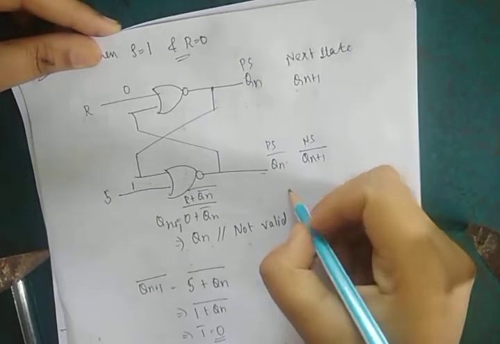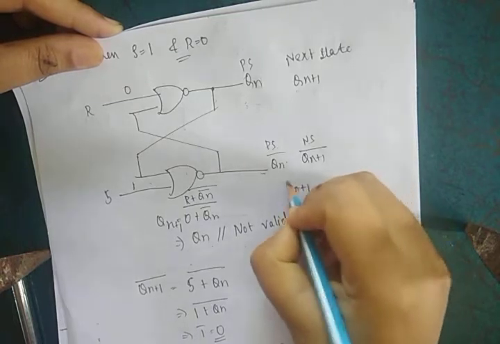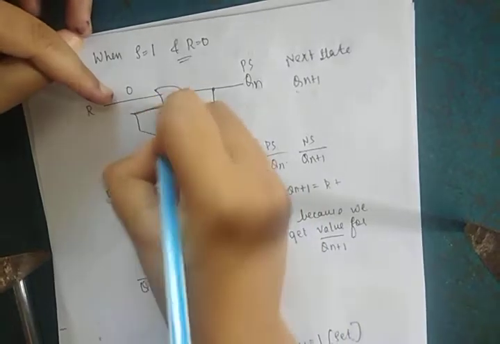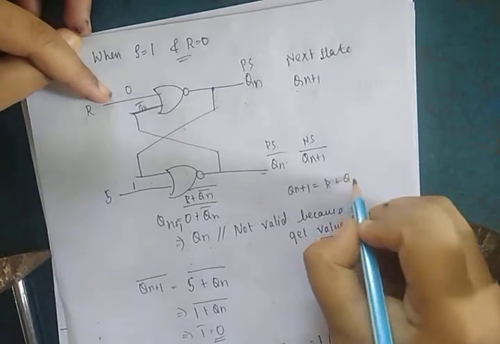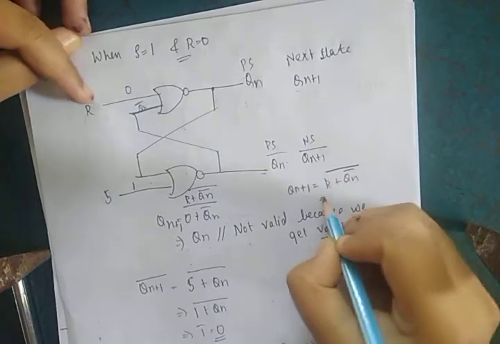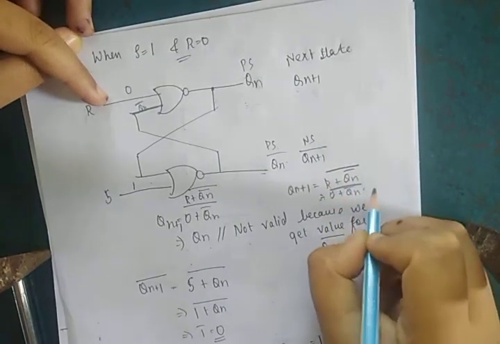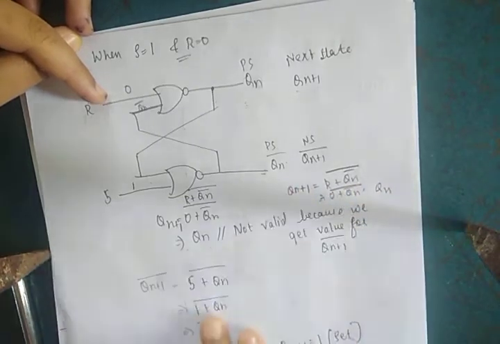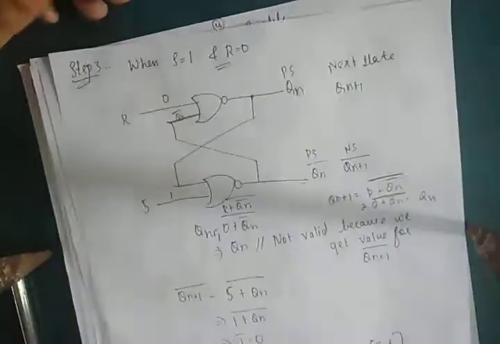I'll solve here. So, what is Qn plus 1? Qn plus 1 is equal to R plus Qn bar, the whole bar. What is R? 0 plus Qn bar, the whole bar. What will be the result for us? Qn. First state. Here we have discussed, right? Qn. But here we have something twisted.